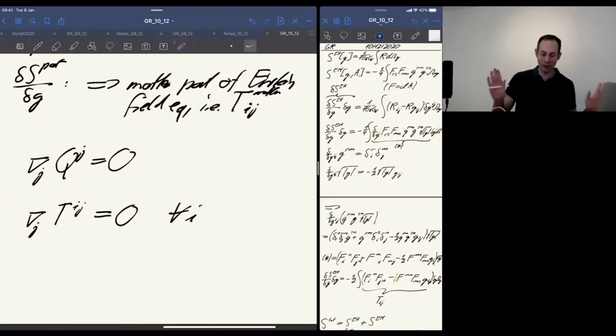So I now understood the question in a more general sense. How does Noether's theorem, what role does it play? I hope this gives you some insight into that.